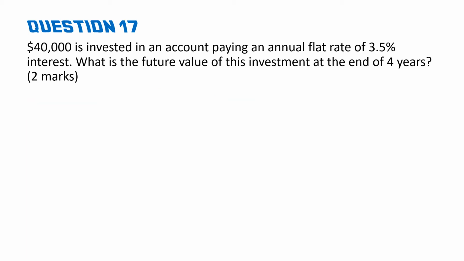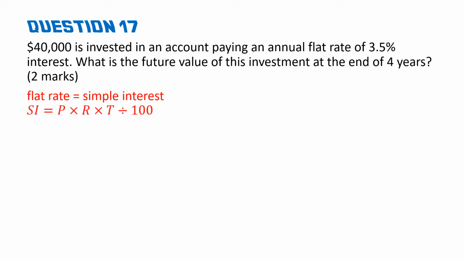Question 17, we've got $40,000 being invested in an account paying an annual flat rate of 3.5% interest. What is the future value of this investment at the end of 4 years? Now, the main thing where people made mistakes here was where it says the flat rate. Flat rate means it is simple interest. So a lot of people were working out compound interest. You would have got part marked for that, so you would have got 1 mark, but we want to find out the simple interest because it says it is the flat rate.